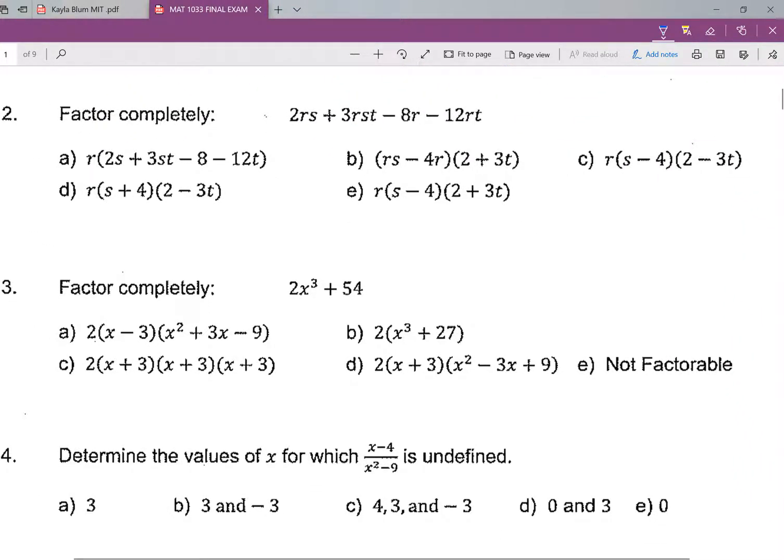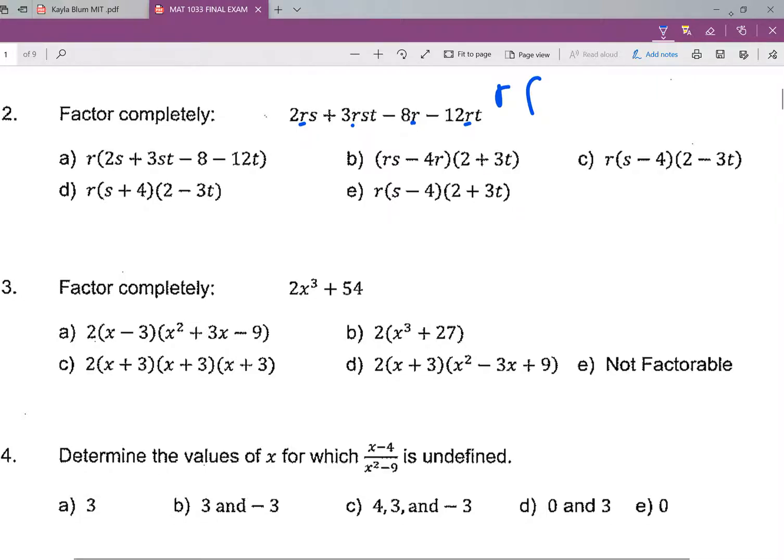Alright, so for question number 2, again, factor completely. So you're trying to get terms that are alike. And so what I would recommend in this case is separate any term. If you notice that the value r is consistent in all 4 of these terms, so the first thing I would factor out would be the r.